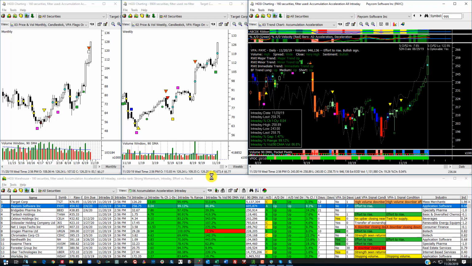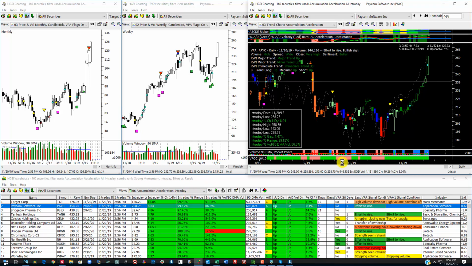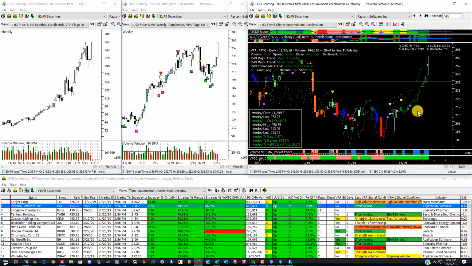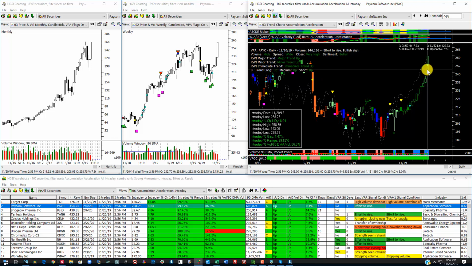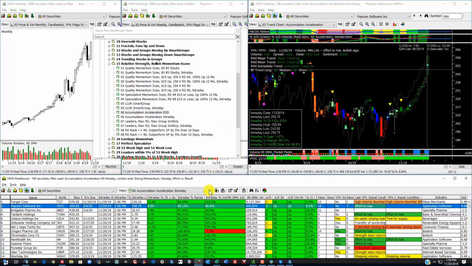Let's go to Paycom. This is a stock that's had huge moves recently. And you can see that the accumulation started here, then it dried up as the stock pulled back, and then the first bar was generated up here. And this stock has made a tremendous move. Look at this move today, intraday. Okay, so that should explain accumulation acceleration.